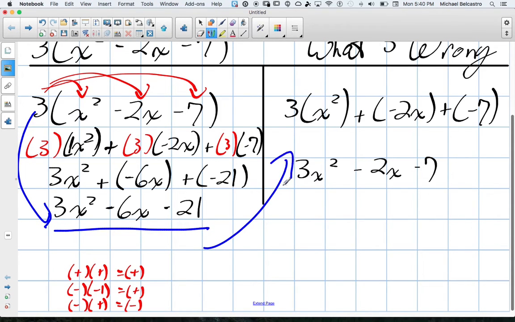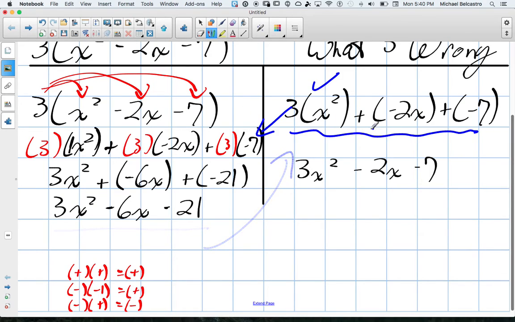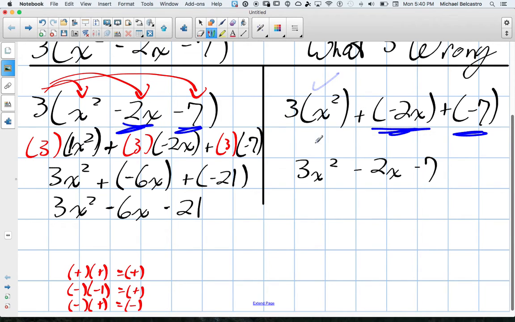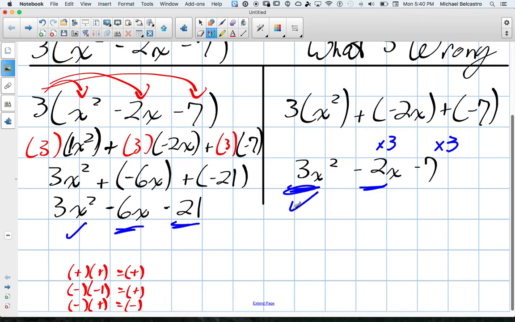So let's take a look over here. What did they do wrong? Well, it looks like they decided to expand it like we had in our second step. 3 times x squared, that checks out. But they actually didn't multiply the 3 times the second term in the bracket or the third term in the bracket. And because they did that, the only term they got right was the first one, 3x squared. That's correct. They forgot to multiply this by 3 and this by 3, and that's why these two terms are different from what they got in their answer. Okay, so you would essentially have circled those two and said they needed to multiply them by 3.